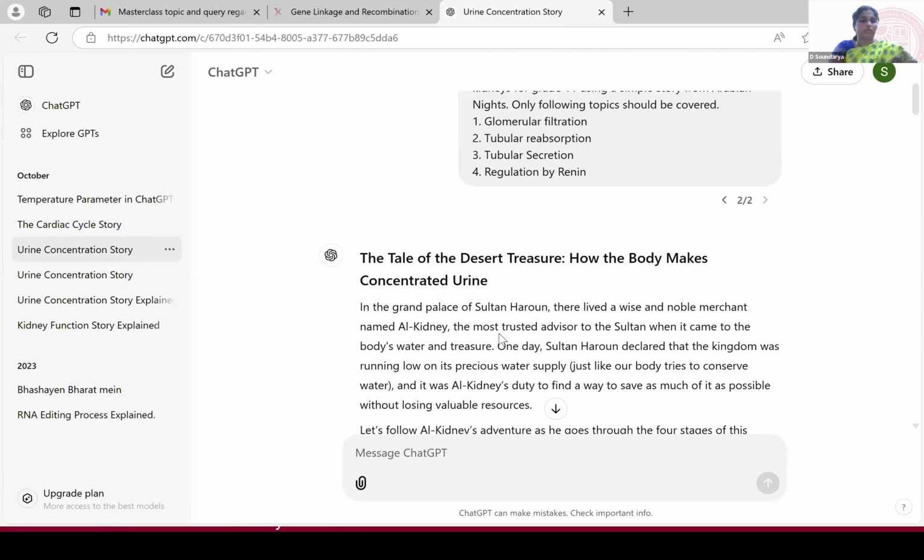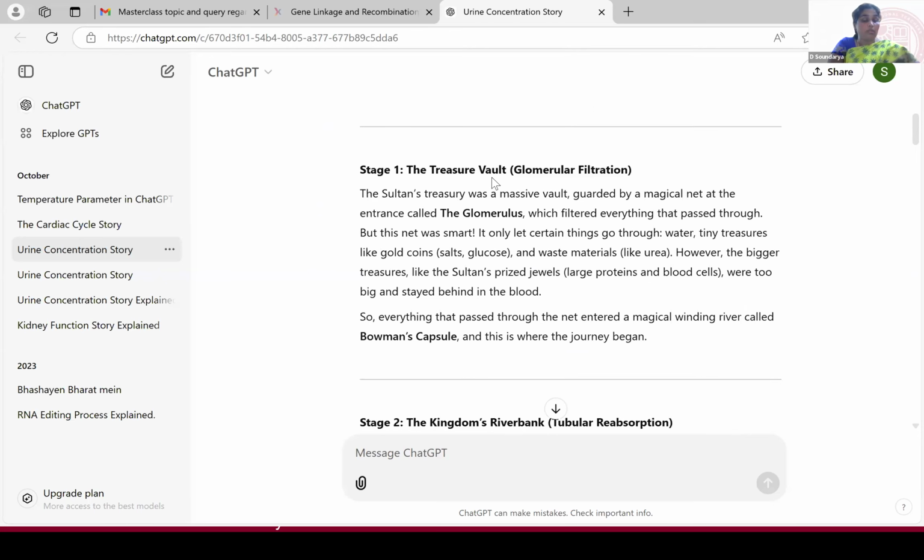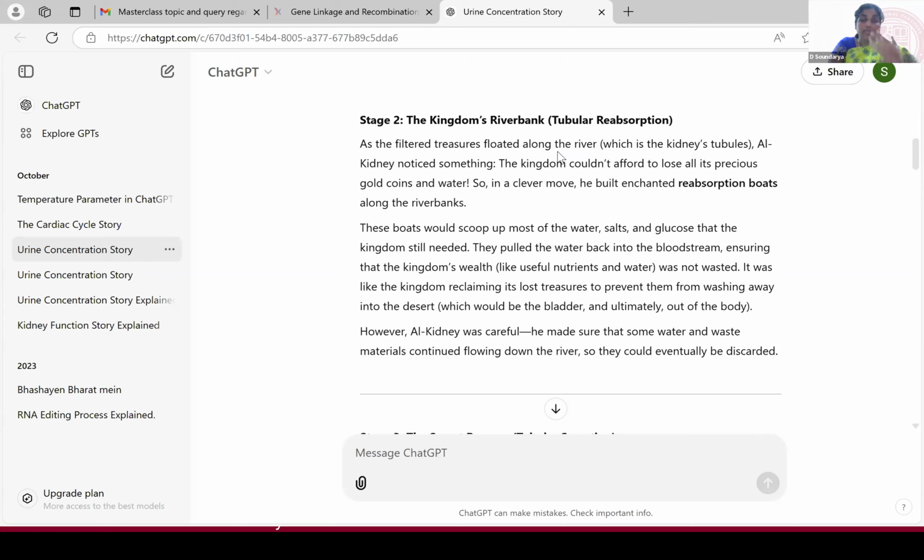So what is the story? It's a story of a desert. In the desert, we have a noble merchant called Al Kidney. Now here the kidney is the main protagonist, right? So that's how it is. And then we move on to the steps like the treasure vault, which is glomerular filtration. And then we have the kingdom's river bank. The river bank is something like our blood, where things go back during the absorption process. So that is how it is related here.